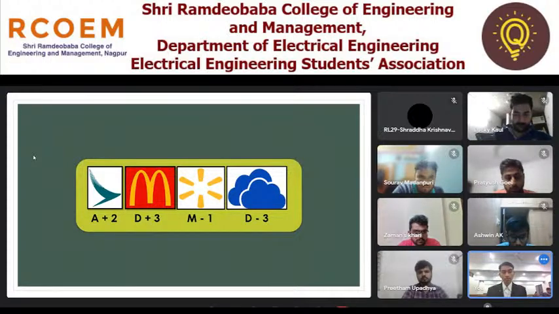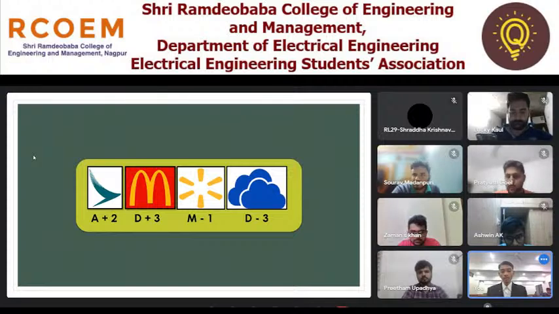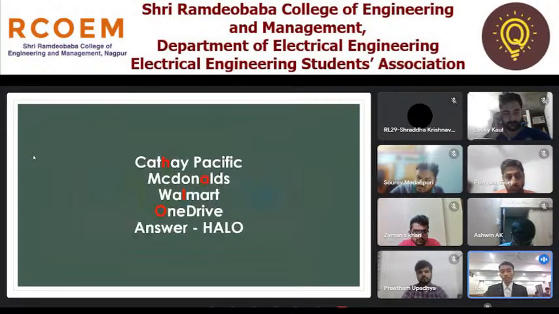Okay, so first on the buzzer is Naki Troll. Yes, Naki, what is the answer? Yeah, so this is Halo. Cathay Pacific gives H, McDonald's A, Walmart L, OneDrive O. Halo. Okay, so that's the right answer. So as said by Naki, it is Halo: Cathay Pacific, McDonald's, Walmart, and OneDrive. So plus 15 to Naki Troll. So question number 2 coming up on the screen now.